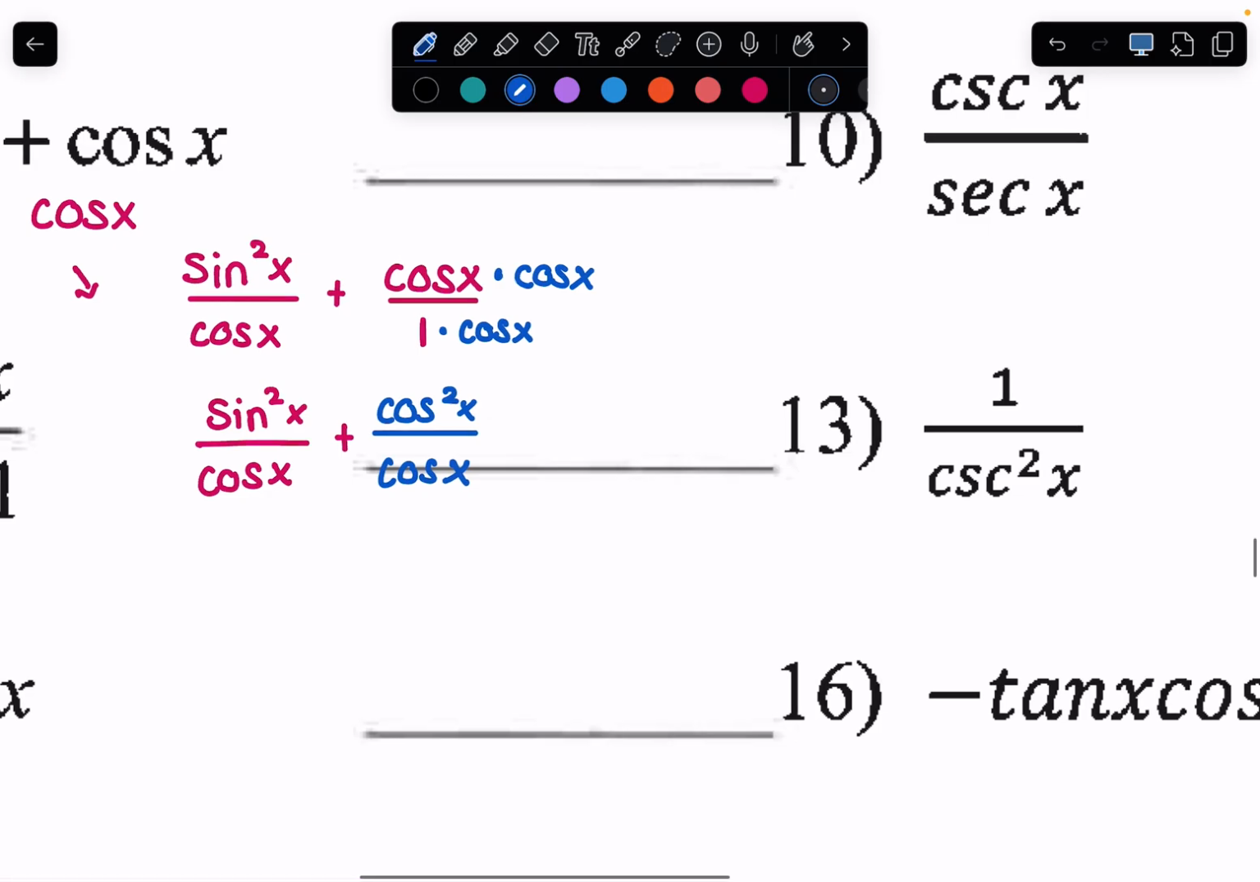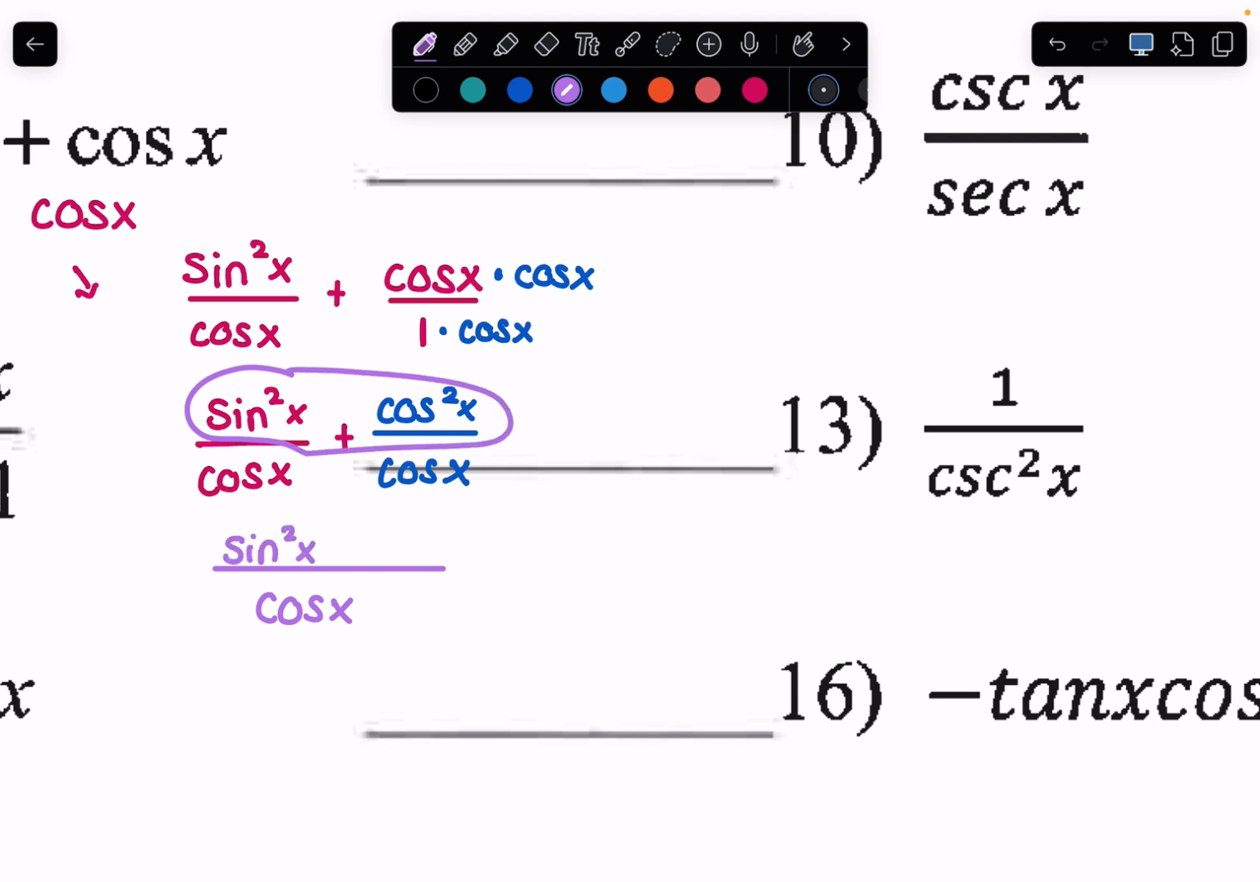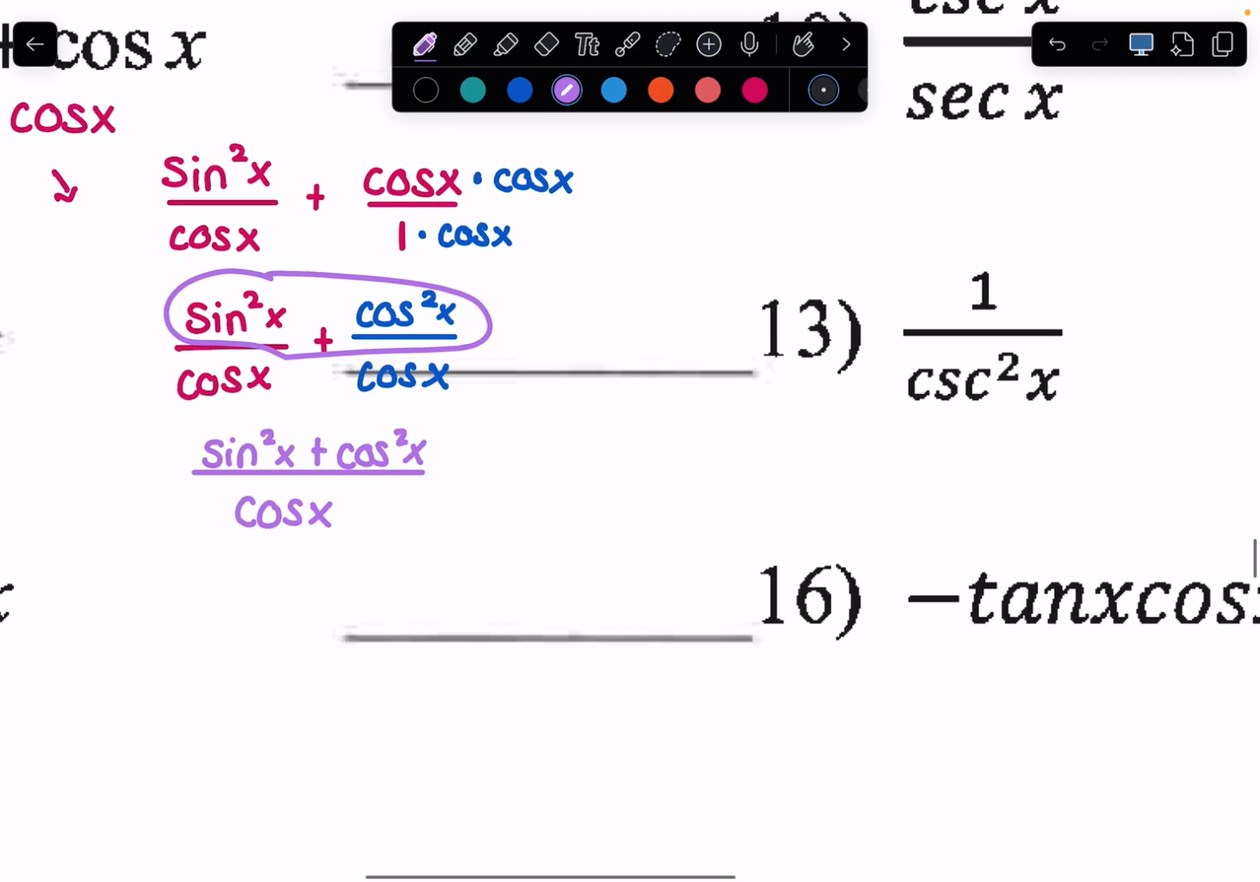Okay, now we have a common denominator, so I can smush them together, right? I can have my common denominator of cosine, and then I can look right here. Sine squared plus cosine squared equals 1. So I have 1 over cosine, which is secant.